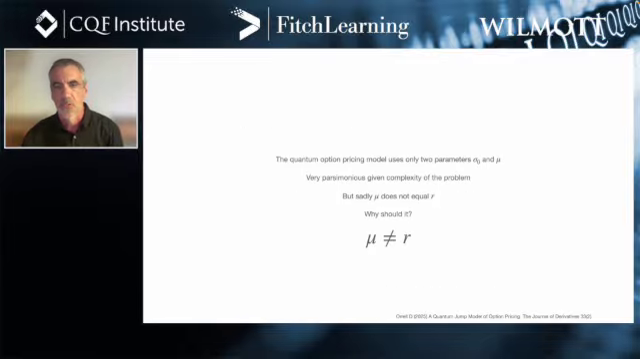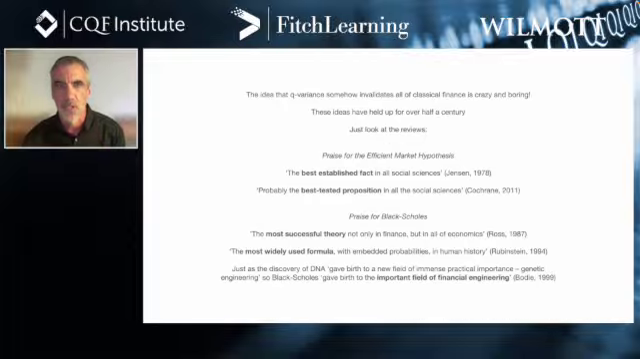Now, the quantum option pricing model, and the details are given in this Journal of Derivatives paper, uses only two parameters, sigma naught and mu, which is very parsimonious given the complexity of the problem. But sadly, mu does not equal r. But really, why should it? I mean, if I'm buying options on the S&P 500, I don't consult the daily risk-free rate. It doesn't really seem too relevant.